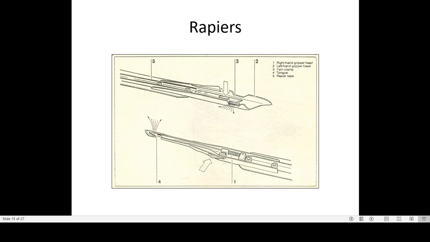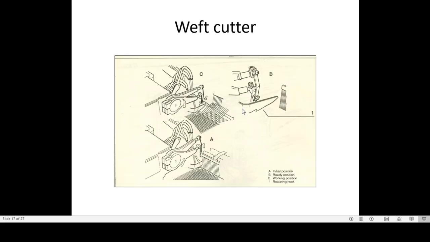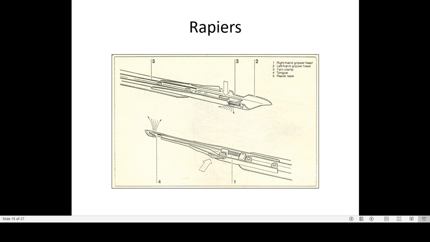Next are the rapiers. In the figure we have shown the left hand rapier and right hand rapier. In the left hand rapier, we can see the left hand rapier head, and this is the yarn clamp screwed here. This is the flat spring. So the yarn has to get clamped here after the weft selector comes down. The yarn is clamped here, and this complete left hand rapier head is screwed to the flexible tape, the rapier tape.